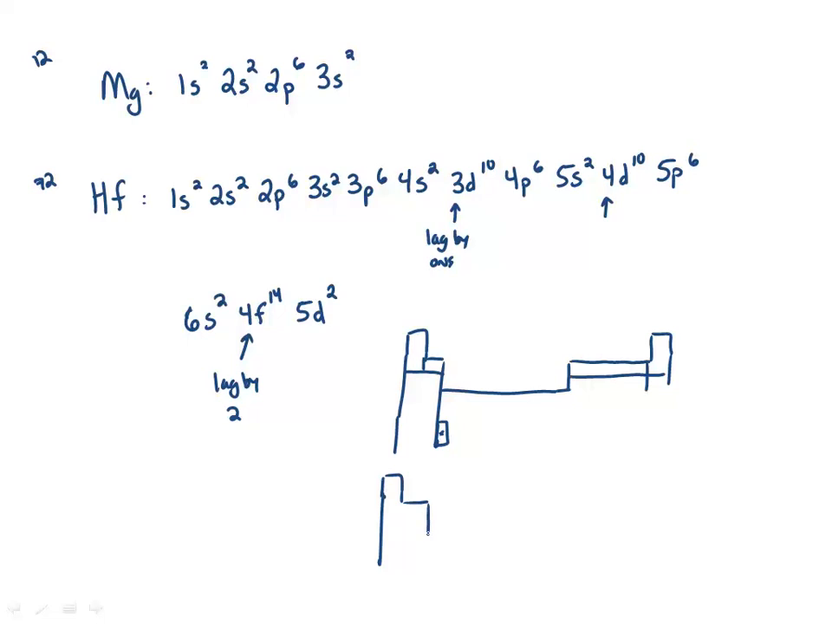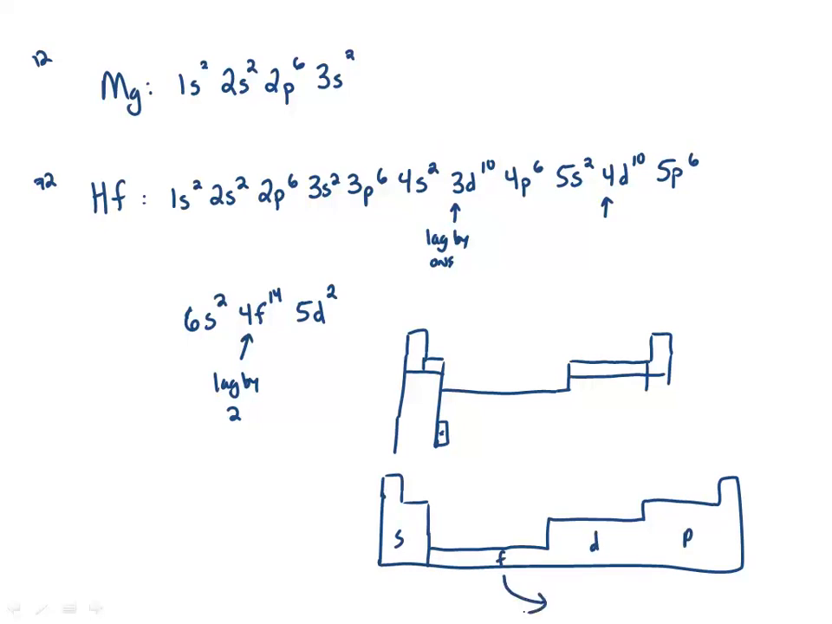Here's my S's, here's my F's, but the F's are way down here in energy, and then it comes back up to my D's, and then my P's and stuff. So it really goes S, F, D, P, but instead we abstract the F's and stick them at the bottom of the chart, right?